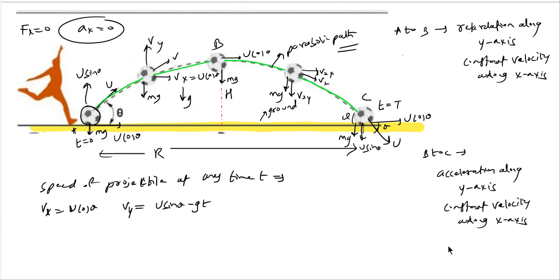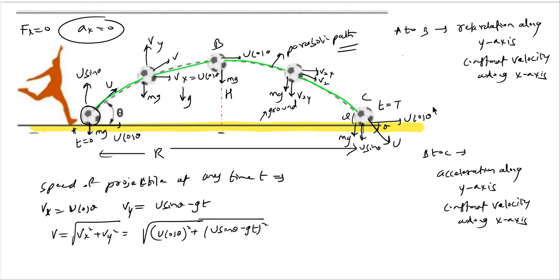Okay, agreed. Now we'll continue further. We'll find out the speed at any time t. So v squared equals vx squared plus vy squared. This is equal to u cos theta whole squared plus u sin theta minus g t whole squared, which gives u squared sin squared theta plus g squared t squared minus 2 u g sin theta into t.